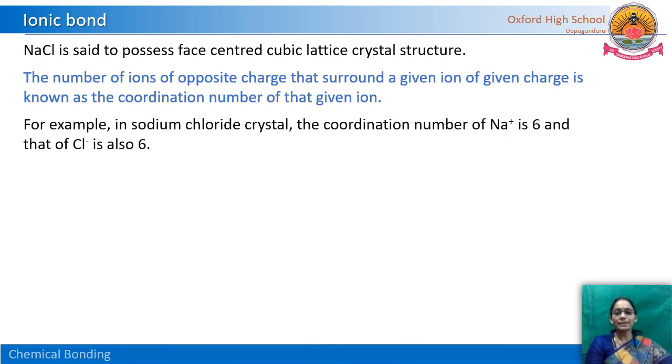In the sodium chloride crystal, the coordination number of sodium is 6 and that of chloride is also 6. So Na plus is surrounded with 6 chloride ions, and similarly Cl minus is also surrounded with 6 sodium ions. This number is called the coordination number. Remember the definition also, and the coordination number of NaCl, you have to write 6. In this page, there are 3 one-mark questions and 1 two-mark question. So finally, you have to remember that sodium chloride has the face-centered cubic lattice structure.